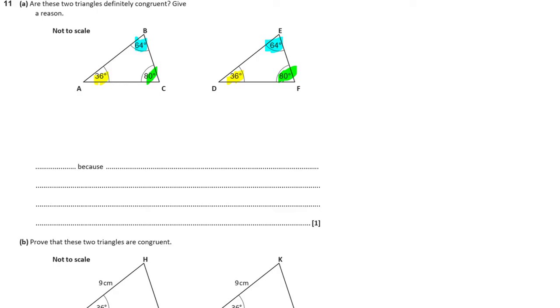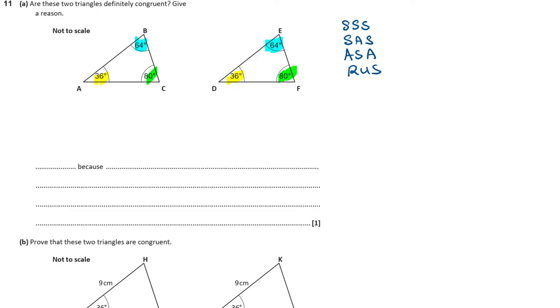Well, we've got several tests for congruence that we know about for triangles, and they have fancy names. One is side, side, side. One is side, angle, side. One is angle, side, angle. And one is RHS. So they're the 4 different tests for congruency that we need to know for GCSE.